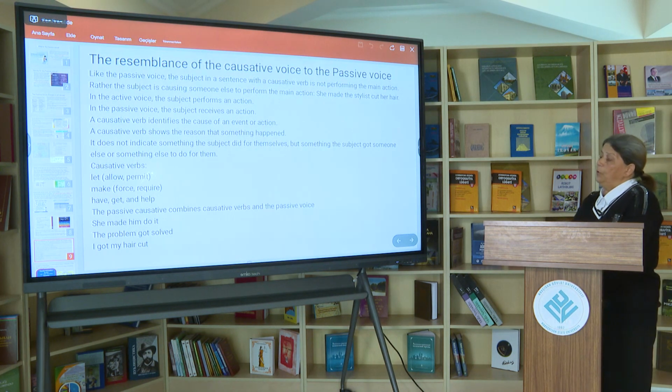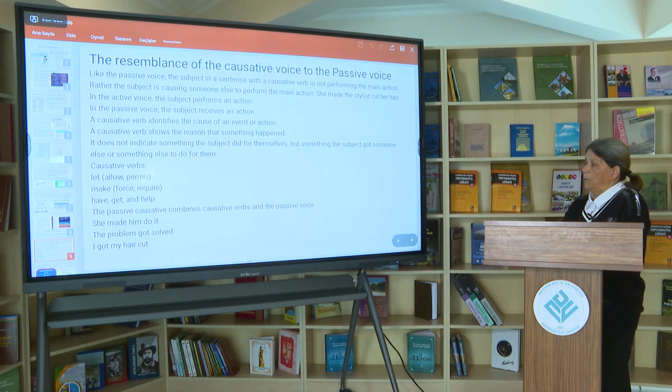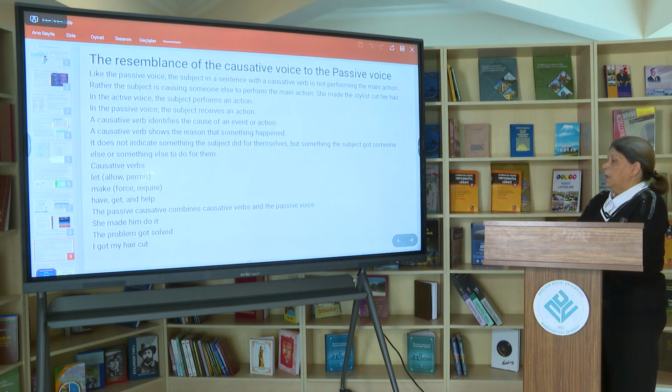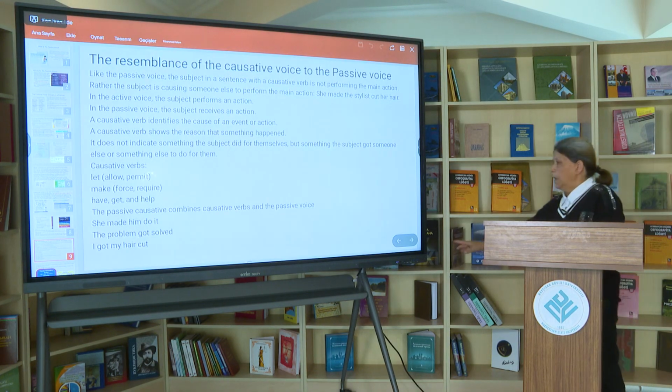I want to remind you of the causative verbs. They are let, allow, permit, make, force, require, have, get, and help. The passive causative combines causative verbs and the passive voice. She made him do it. The problem got solved, or I got my hair cut.